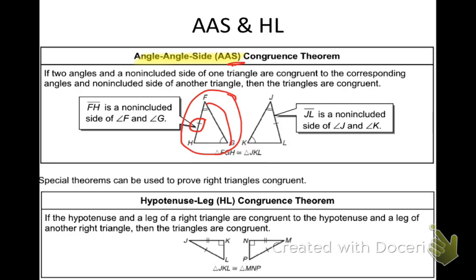Great question. Does everybody hear what Reed said? He said, instead of being here, could I have that down here? Would that still be angle, angle, side? Yes, it would. Yes, nice job, Reed.